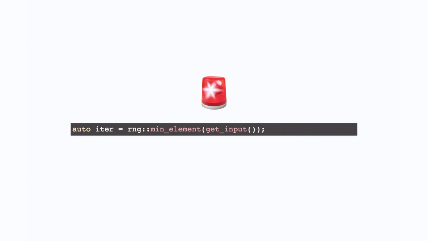Lifetime, I don't know if the microphone picked that up, but you're 100% right. We're going to, on the face of it, end up with an iterator into some memory that doesn't exist. So what's going to happen is that get input is going to return us a new vector, a temporary vector. Min element is going to do what it does. It's going to find an iterator into that vector. It's going to return the iterator that we're saving into this iter variable. And then at the end of the statement, the end of the full expression is a technical term, the temporary vector is going to be destroyed. And our iter variable is going to be left pointing into some deleted memory, right? So we have a potential dangling iterator.